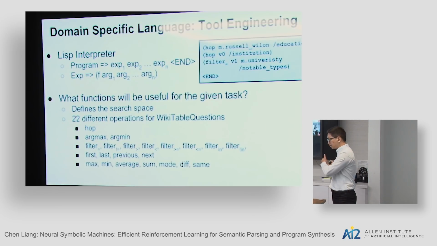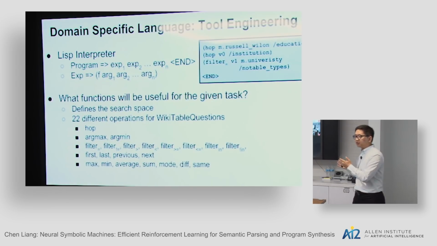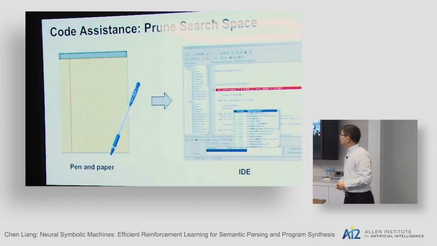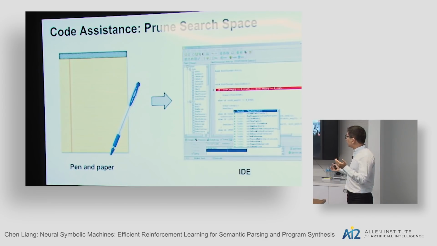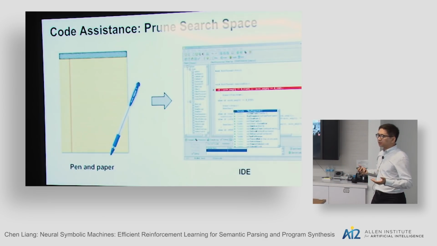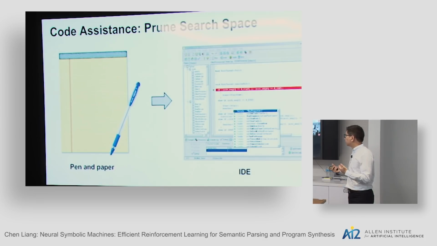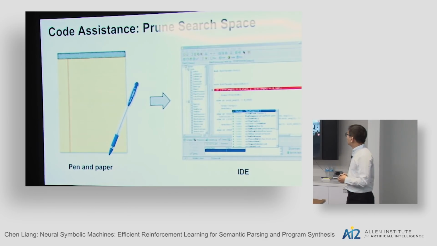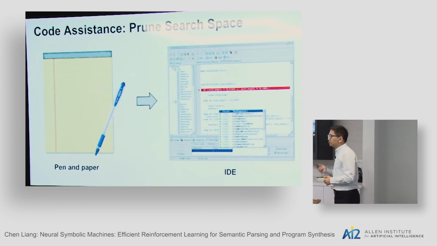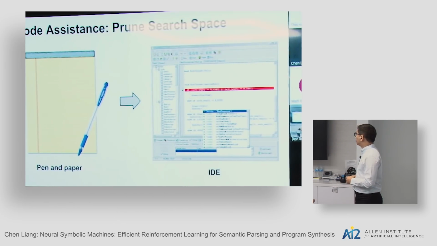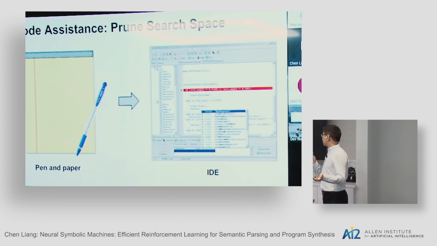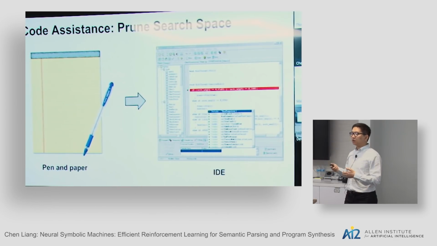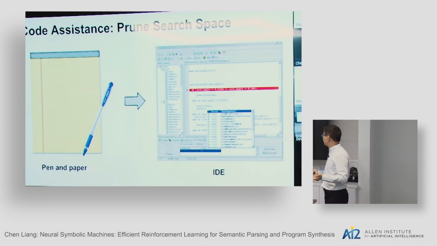So I will talk a lot about this exacting learning part, but I want to emphasize that you will still need some prior knowledge. Okay, so another observation we have is when we write code, we would not write code on pen and paper usually, and we would instead use, say, an IDE that will pop up the valid choices for the next step so that you can avoid some simple syntactic errors.